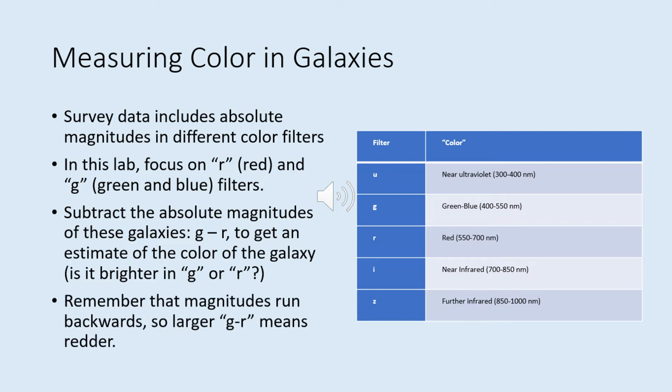Remember that the magnitude system runs backwards, so lower or more negative numbers means brighter. This means that it's the lower G minus R values that reflect bluer galaxies, while higher numbers mean redder galaxies.